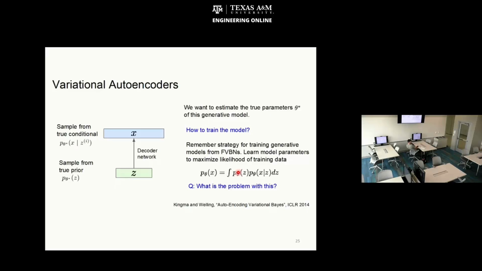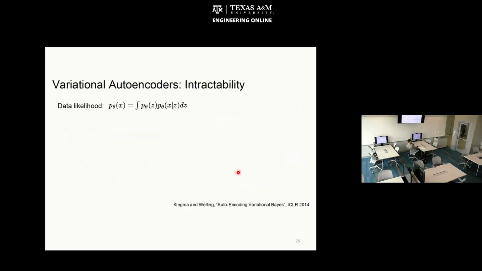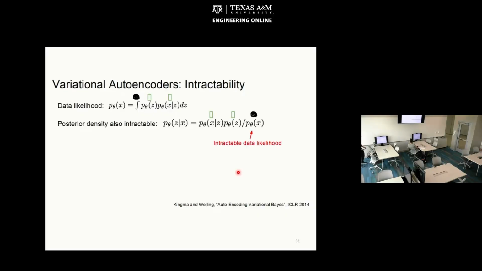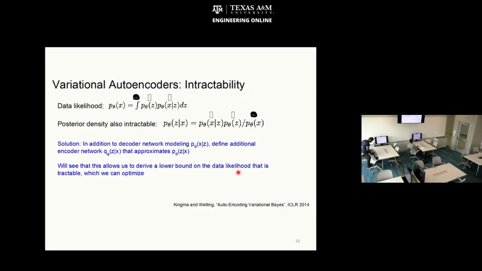The integral is intractable, just like what you said. Okay, so this integral is intractable to compute for every Z, right? And then this intractability propagates from the likelihood to the posterior as well, that is, Z given X. So our idea, well, not ours, but Kingma and Welling's idea, was the following.